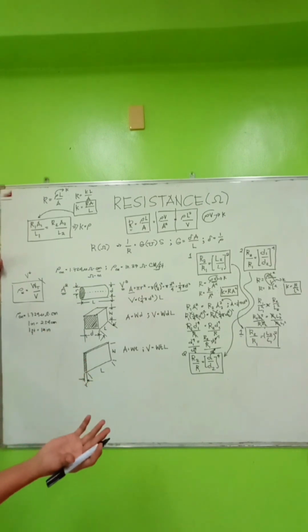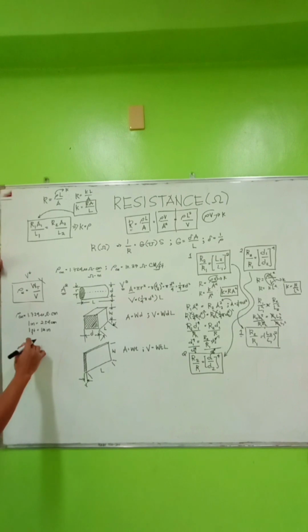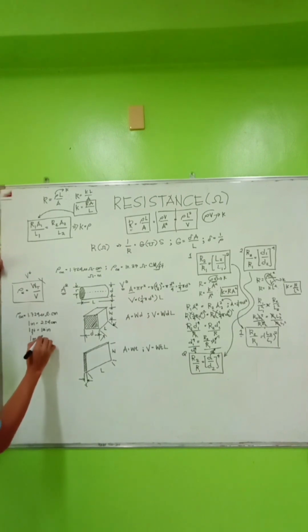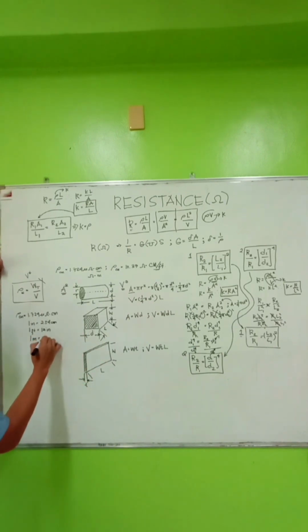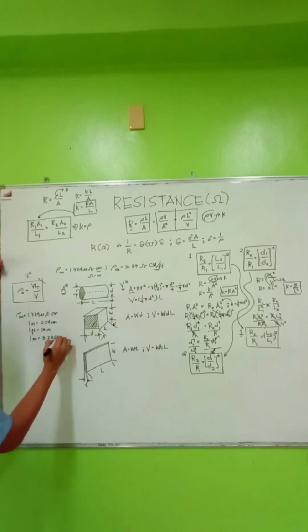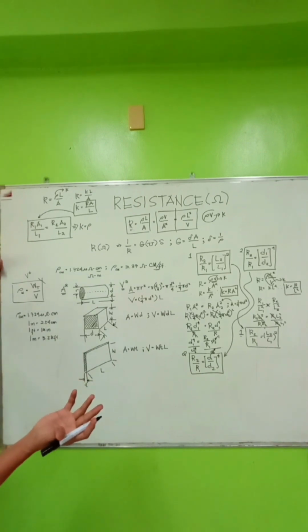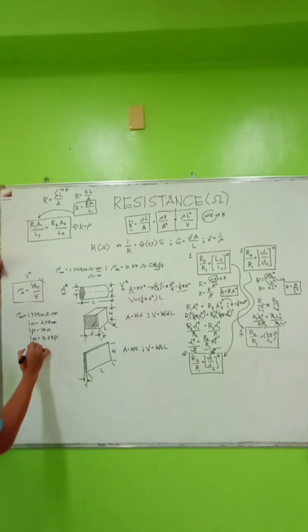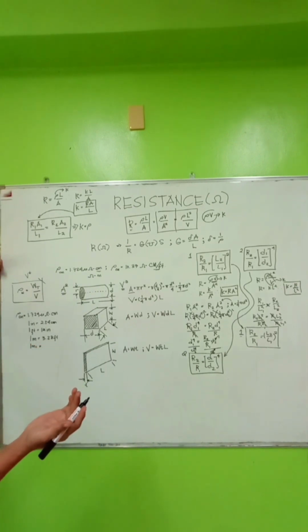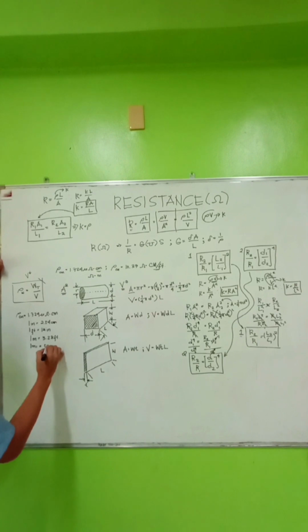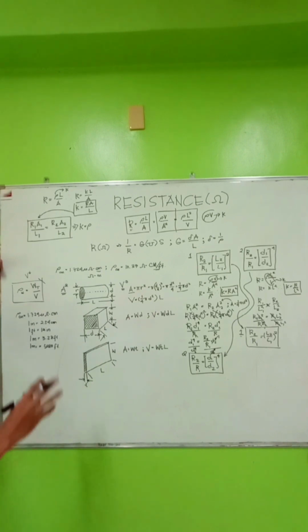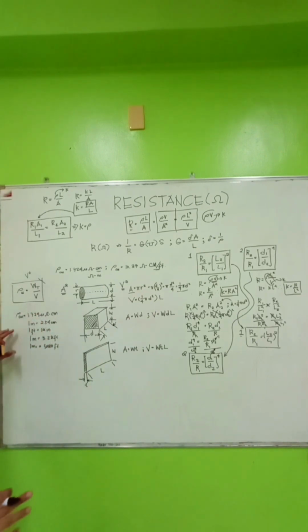What are the other conversions? For example, 1 meter is how many feet? That is equal to 3.28 feet. How about miles? 1 mile is equivalent to how many feet? That is 5,280 feet. Okay? So don't forget these common conversions.